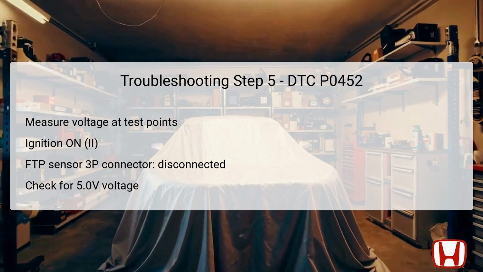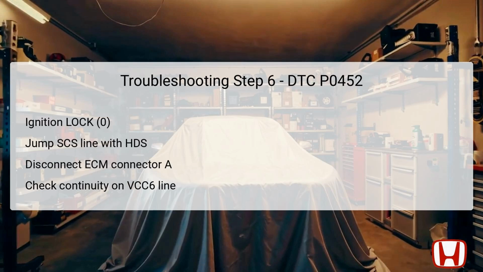Conversely, if the voltage reading is not at the expected level, this suggests a problem within the VCC6 line, indicating further investigation is warranted in this circuit. For step 6, the ignition switch should again be brought to the lock 0 position for safety. Utilize the HDS tool to jump the SCS line, entering the diagnostic testing mode. With the HDS engaged, disconnect the ECM connector A, 49P, to enable focus testing of the VCC6 circuit.